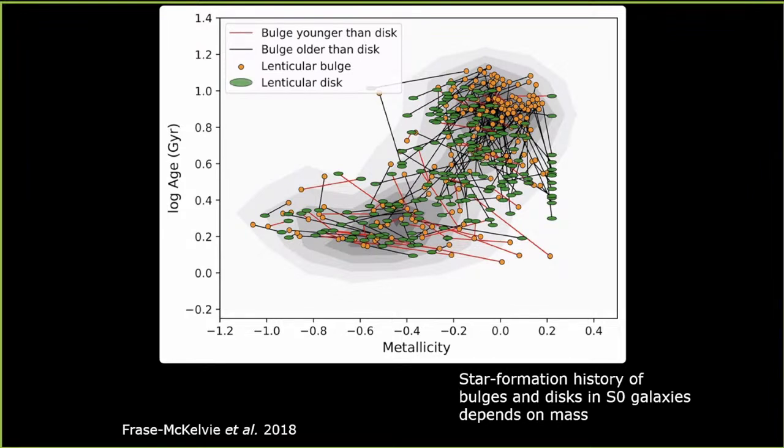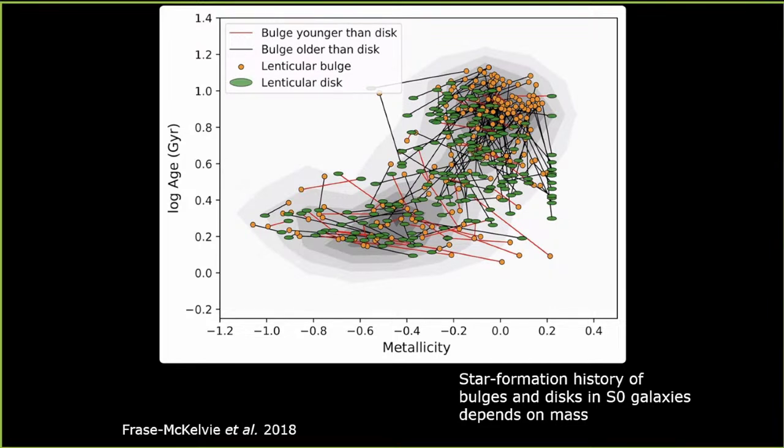So if the bulge is on the right and the disk is on the left, the bulge is older than the disk and more metal rich. So if it is higher, it's older. On this side is the other way around.